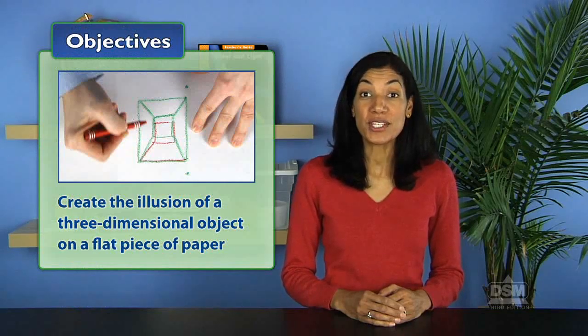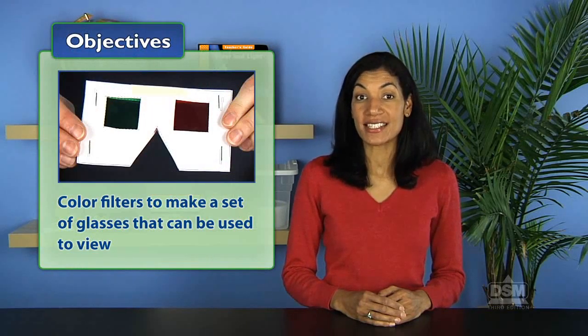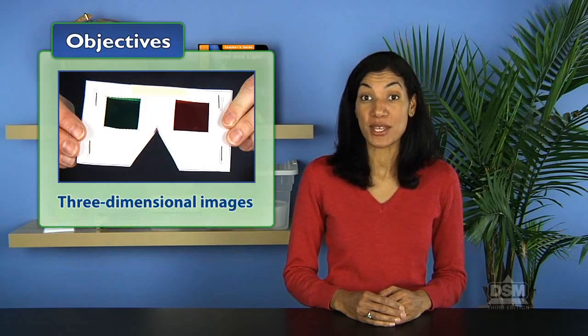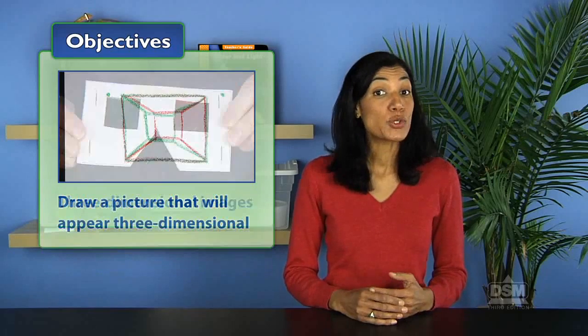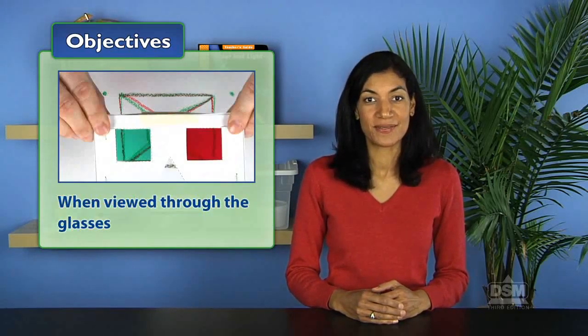In Activity 11, Seeing in 3D, students create the illusion of a three-dimensional object on a flat piece of paper. They use color filters to make a set of glasses that can be used to view three-dimensional images, and then draw a picture that will appear three-dimensional when viewed through the glasses.